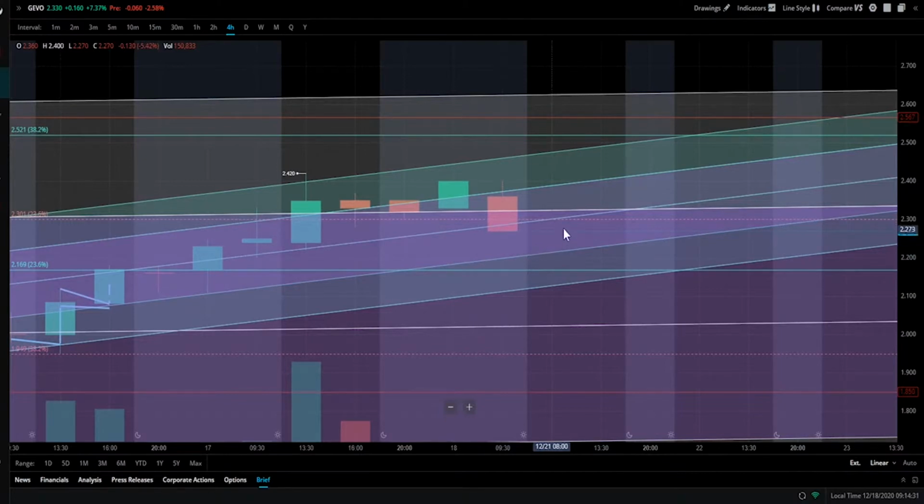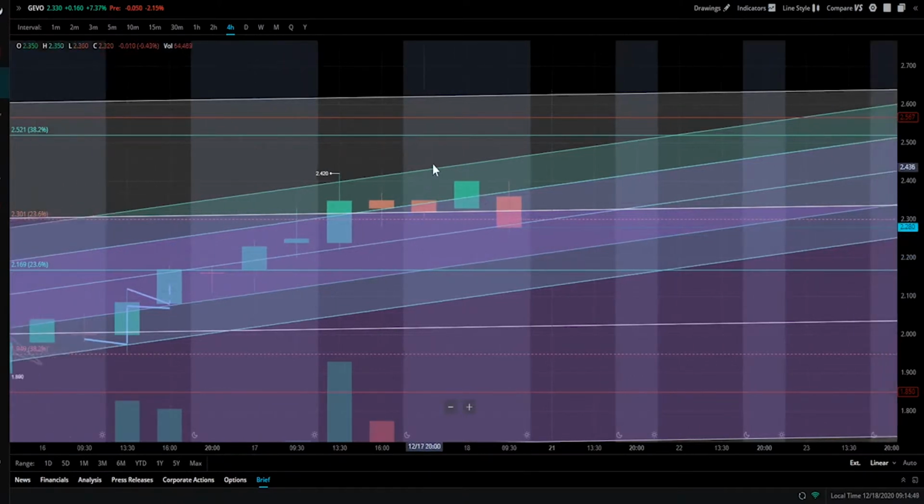That is a possibility. So the two levels we are talking about are the 2.3. I would be happy if it holds. If it doesn't hold, then I wouldn't worry until it goes below the 2.2.